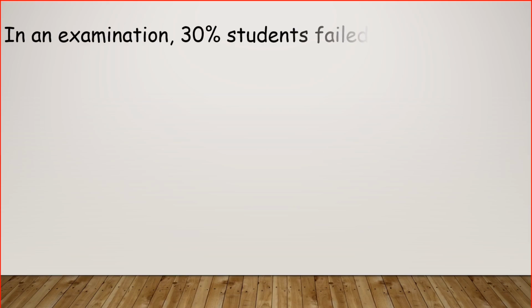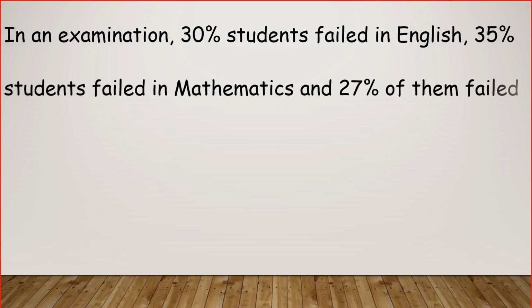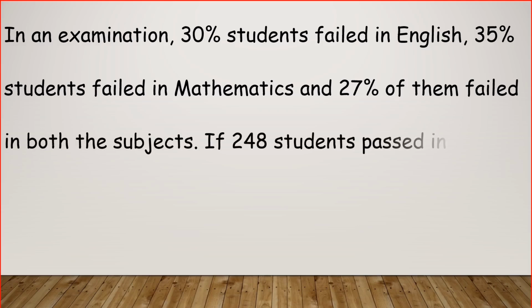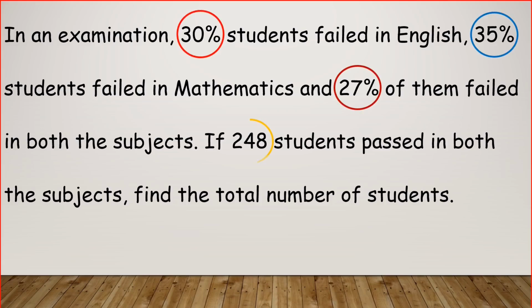In an examination, 30% of students failed in English, 35% failed in mathematics, and 27% failed in both the subjects. If 248 students passed in both the subjects, find the total number of students. Today's question has a mix of percents and absolute values, and we shall be moving back and forth from one to the other. So let's start.